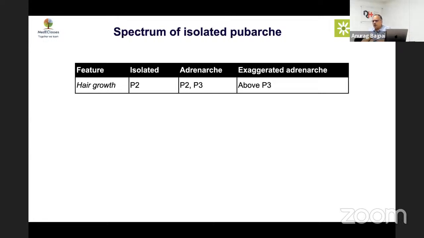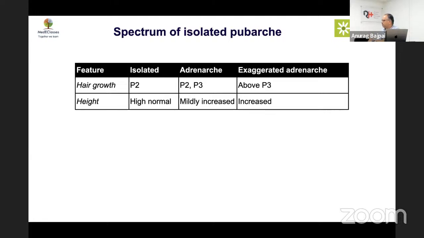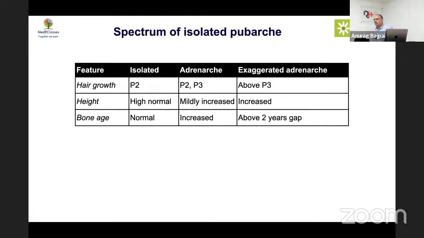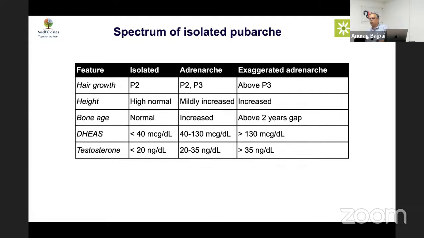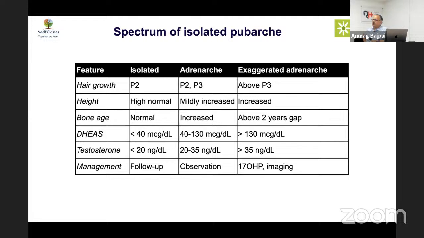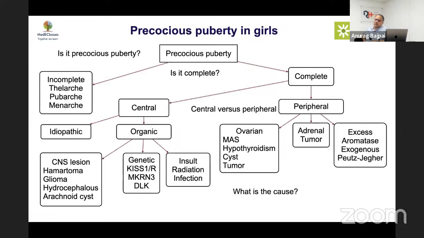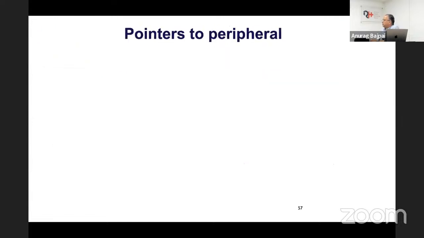Isolated pubarche, already Dr. Vibha has talked about the 3 variants. One is the idiopathic one, which is isolated, the adrenarche, or the exaggerated adrenarche. I'm mainly concerned in the exaggerated adrenarche section. So if a girl has a pubic hair stage which is 3 and above, if the height is increased, the bone age is advanced, the DHEAS level is above 130, and testosterone is more than 35, the likelihood of a pathology becomes significant, and then you will need to do some evaluation and management in the form of 17-OHP and imaging in that regard.